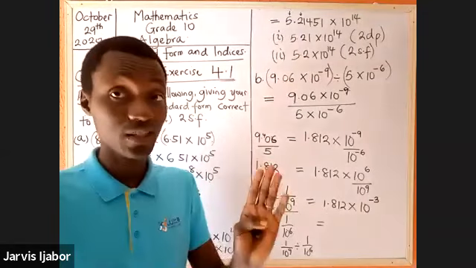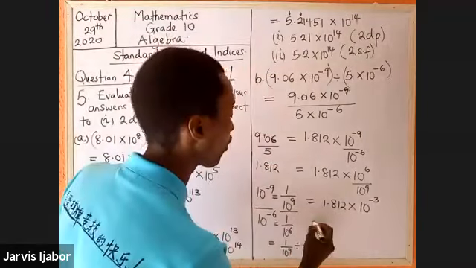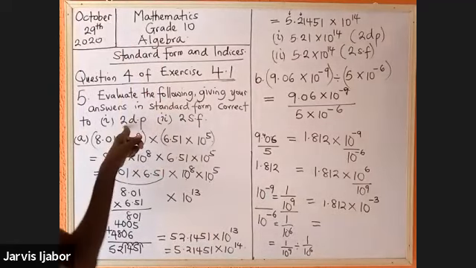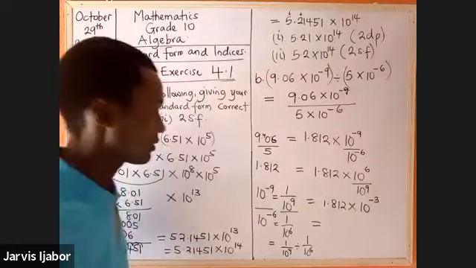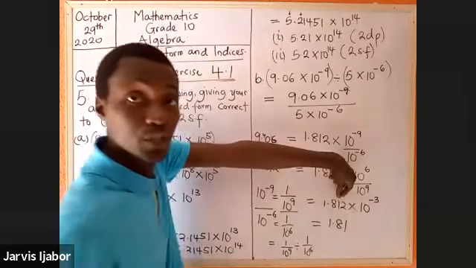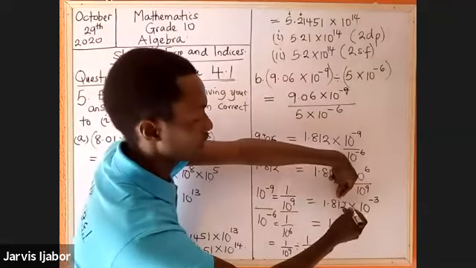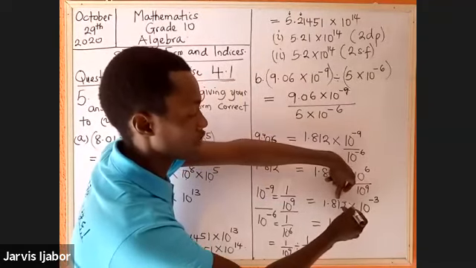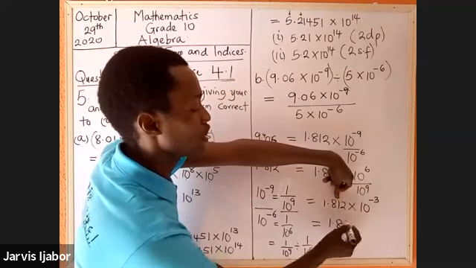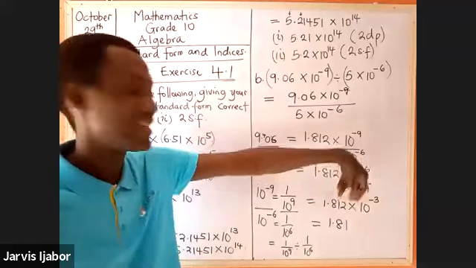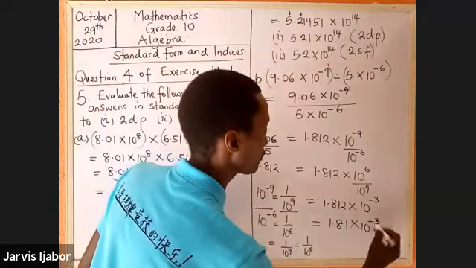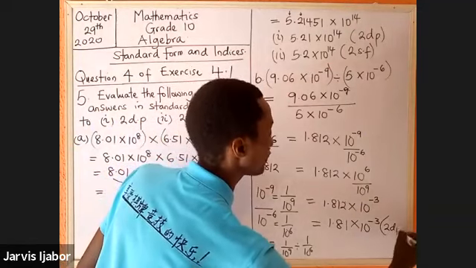But that's not the objective, because what they want us to do is to express this to 2 decimal places. So this will be 1.81. This is the digit of interest, and this is the digit causing the approximation. You discover that the digit causing the approximation is not up to 5, so we can neglect that value. And this will be times 10 raised to the power of -3 to 2 decimal places.